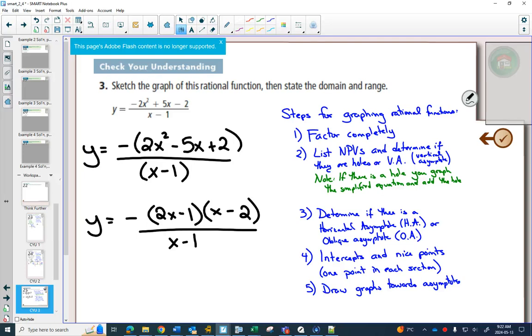My non-permissible value, x can't equal 1. Does it cancel out? No. Since it doesn't cancel out, we have a vertical asymptote at x equals 1.